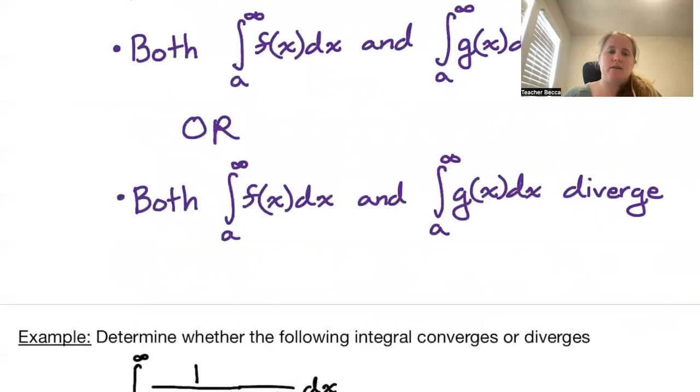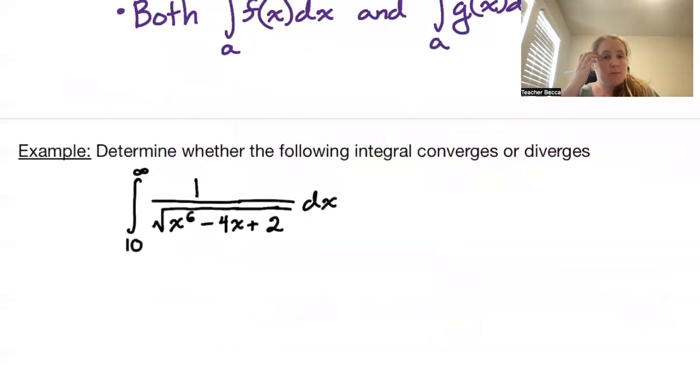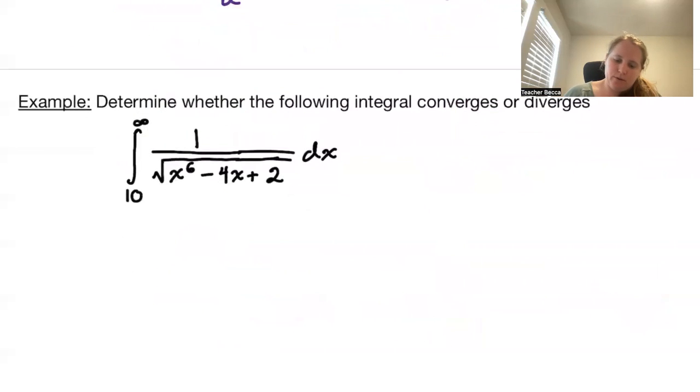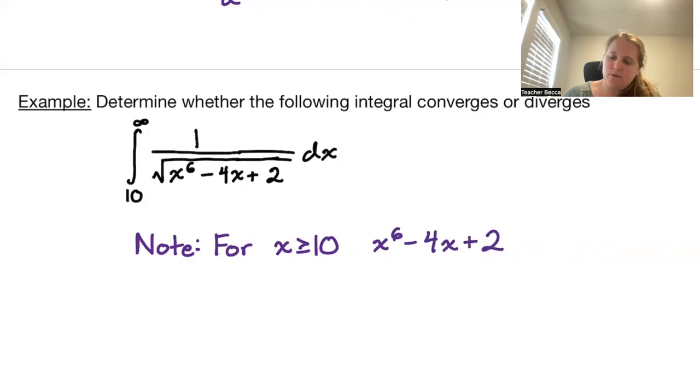So let's go ahead and look at an example. In this example, let's determine whether the following integral converges or diverges. So here we are looking at the improper integral from 10 to infinity of 1 over the square root of x to the 6th minus 4x plus 2. So just a quick note. Note for x greater than or equal to 10, x to the 6th minus 4x plus 2 will definitely be greater than 0.